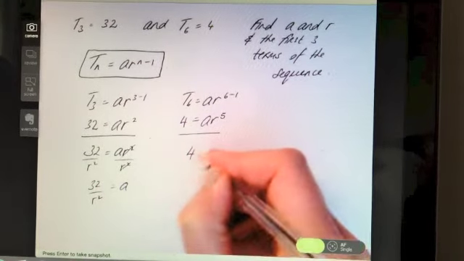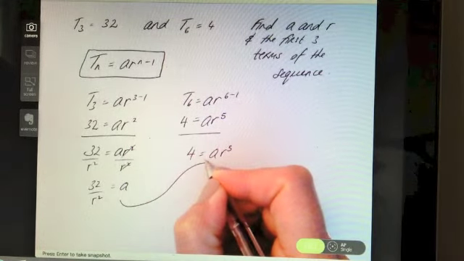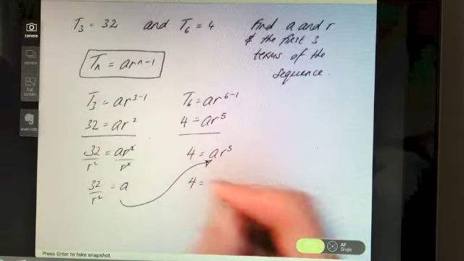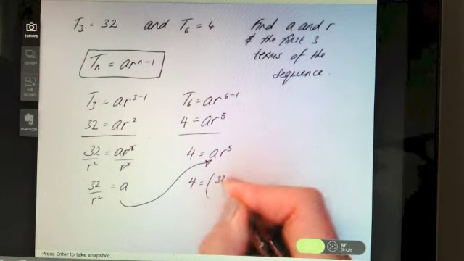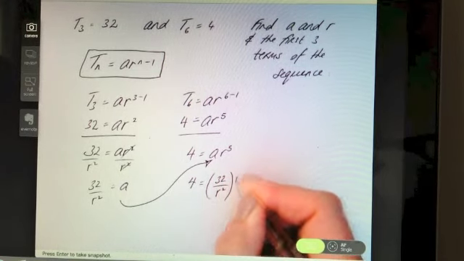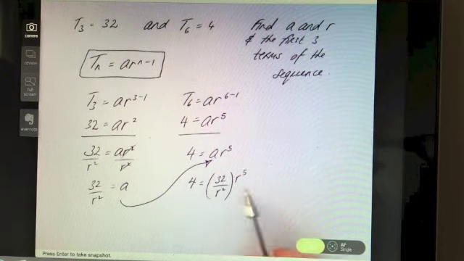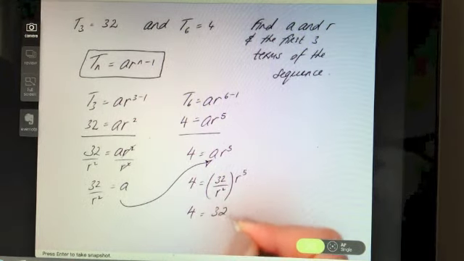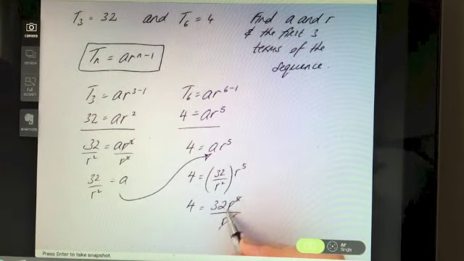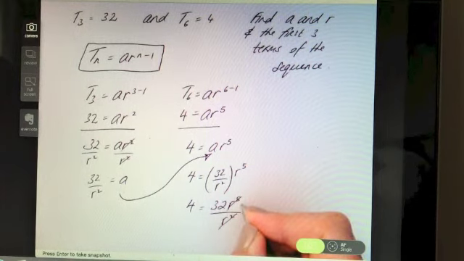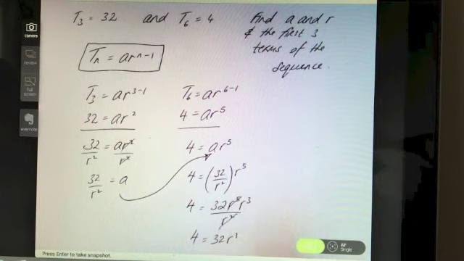So what I'm going to do now is take that and substitute it in for the a here. So instead of 4 equals ar to the power of 5, I'm going to get 4 equals 32 over r squared times r to the power of 5. Now what's going to nicely happen here is we have 32 r to the power of 5 divided by r squared. Your r squared will divide into r to the power of 5 and leave you with r cubed. So we're left with 4 is equal to 32r cubed.